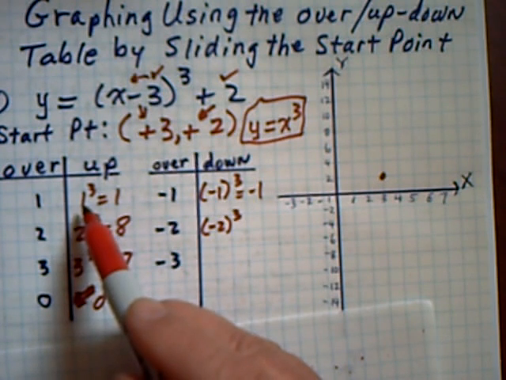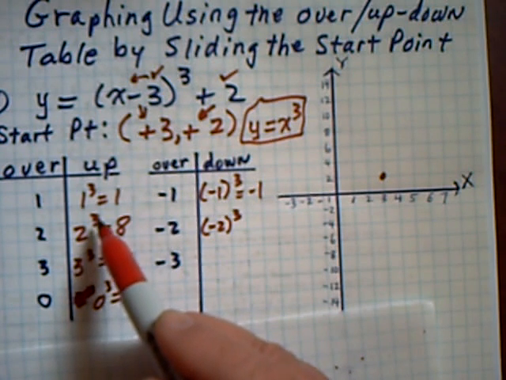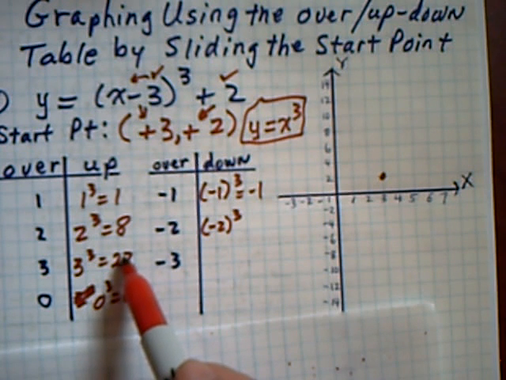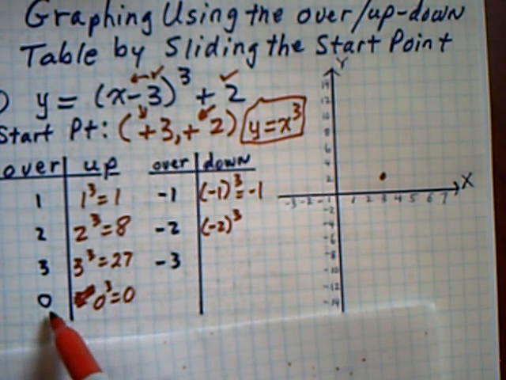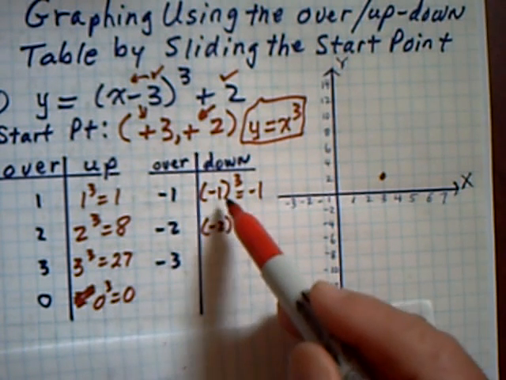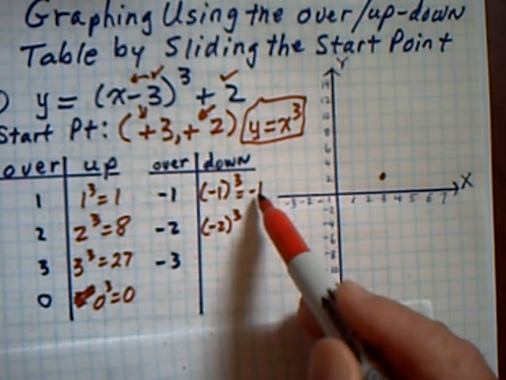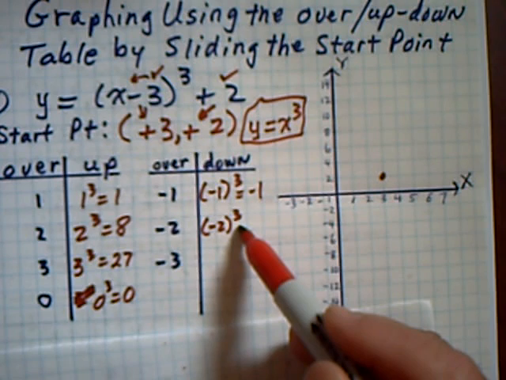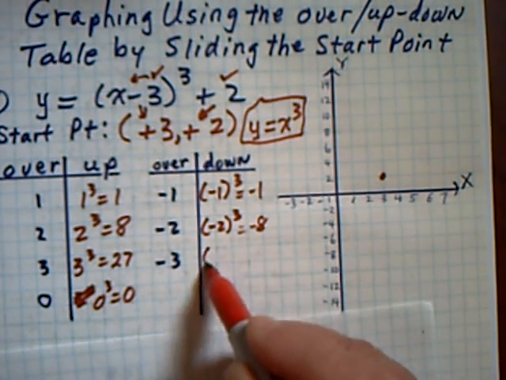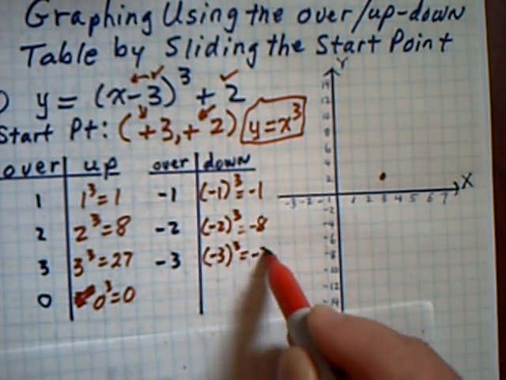If I go over 1, I'm going to go up 1 cubed, which is 1. If I go to the right 2, I'll go up 2 cubed, which is 8. If I go to the right 3, I'll go up 3 cubed, which is 27. If I go to the right 0, I'm going to go up 0 cubed, which is 0. If I go to the left 1, I'm going to go down, because negative 1 cubed is negative 1. If I go to the left 2, I'm going to go down negative 2 cubed, which is negative 8. And if I go to the left 3, I'm going to go down negative 3 cubed, which is negative 27.